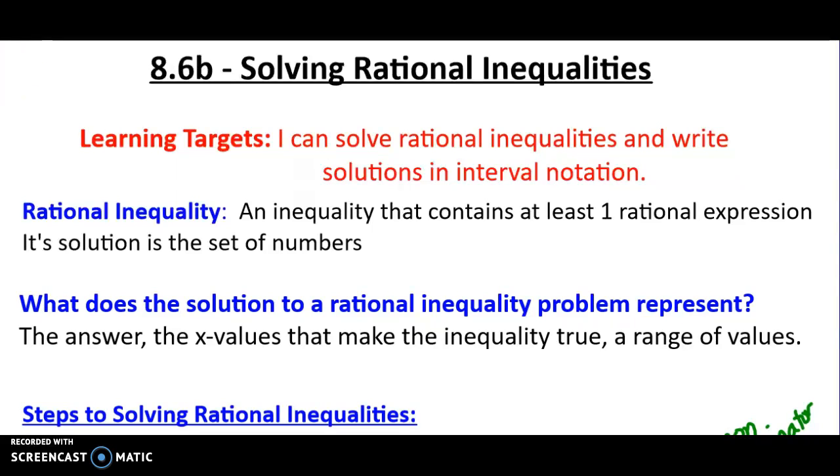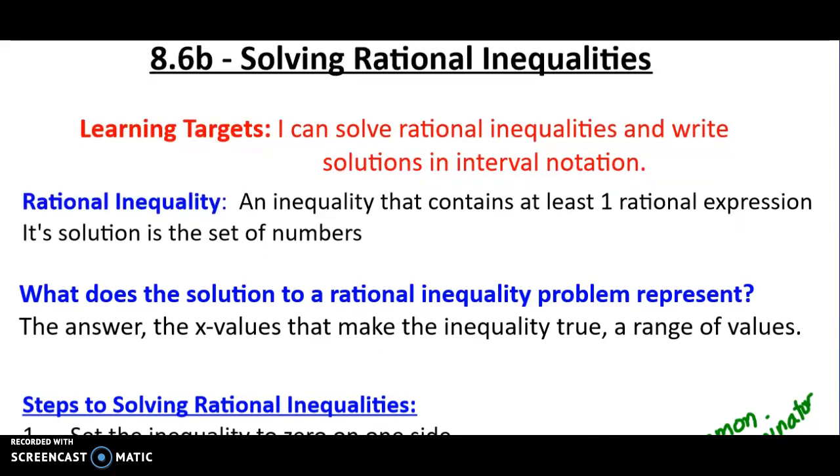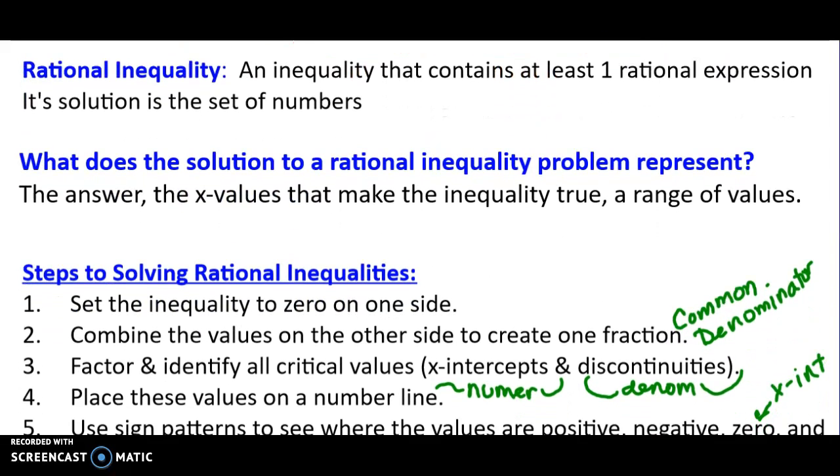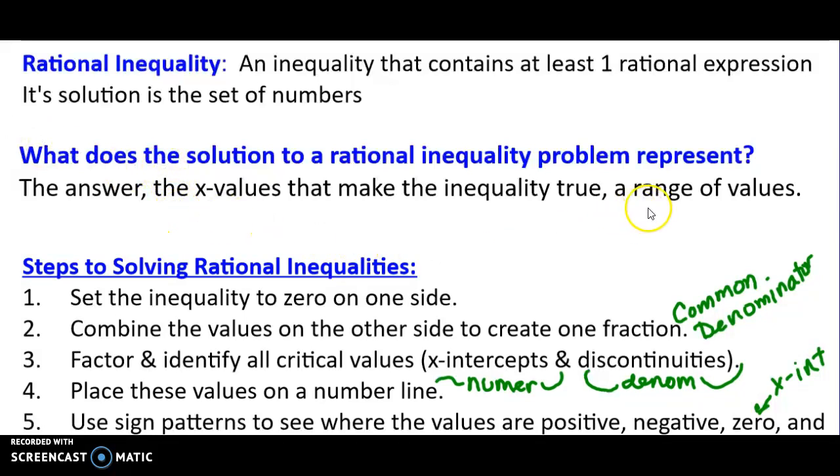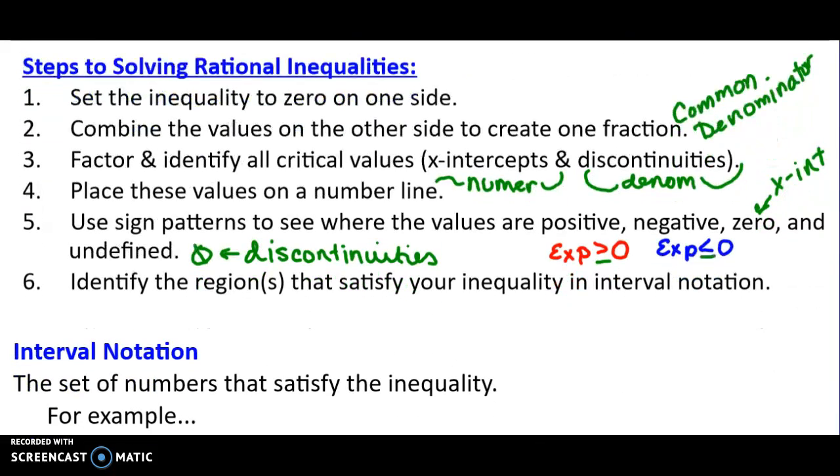A rational inequality is an inequality that contains at least one rational expression. Instead of its solution being a number or a couple of numbers, it's a set of numbers. So it's all the x values that make the inequality true. When we solve rational inequalities, we want to move everything to one side to get the inequality to 0. We are then going to combine all of the fractions to create one fraction on one side of the inequality.